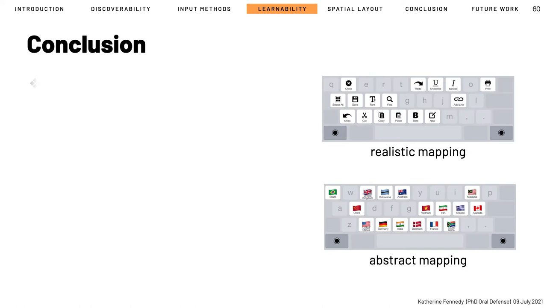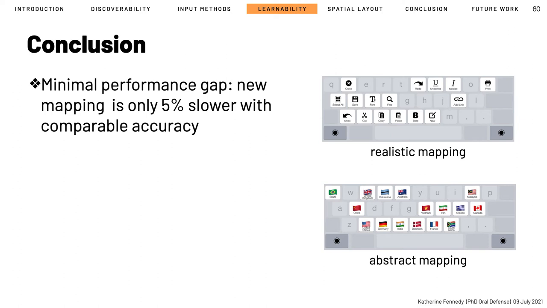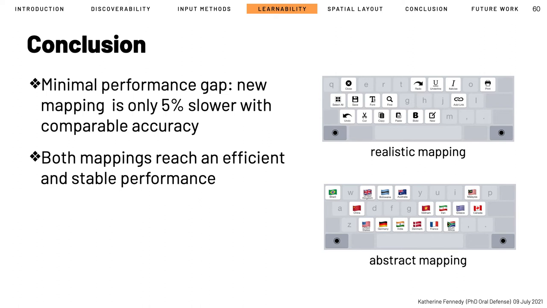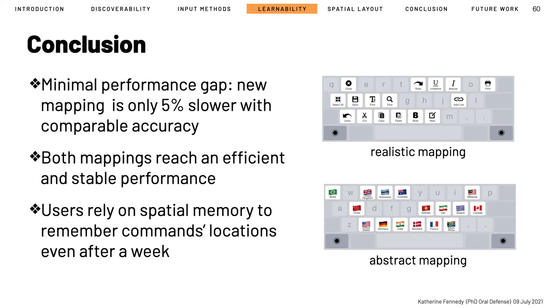We conclude that by leveraging prior knowledge, speed performance increases by 5%. But interestingly, this also shows that in the worst case scenario, a new mapping does not lose by a lot. Participants could also achieve efficient and stable performance for both mappings. And we discovered how important the role spatial memory plays in a long-term recall.